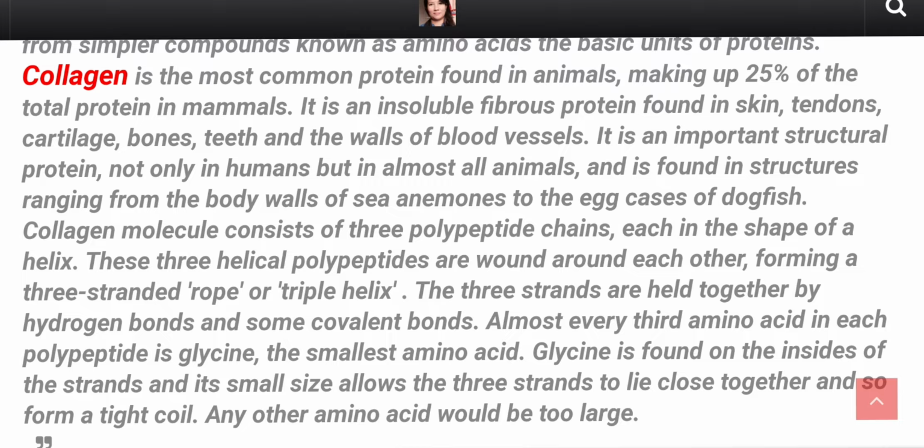Almost every third amino acid in each polypeptide is glycine. The smallest amino acid, glycine, is found on the insides of the strands, and its small size allows the 3 strands to lie close together and so form a tight coil. Any other amino acids would be too large.